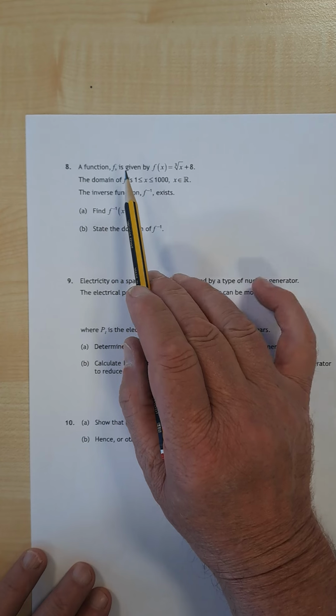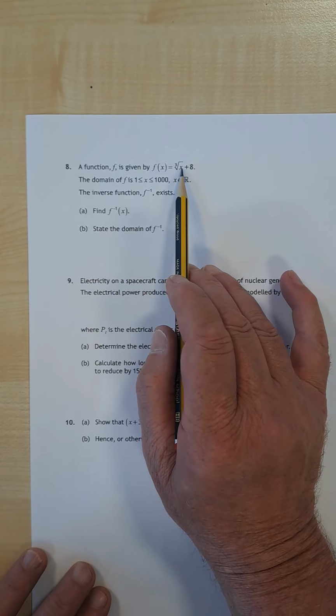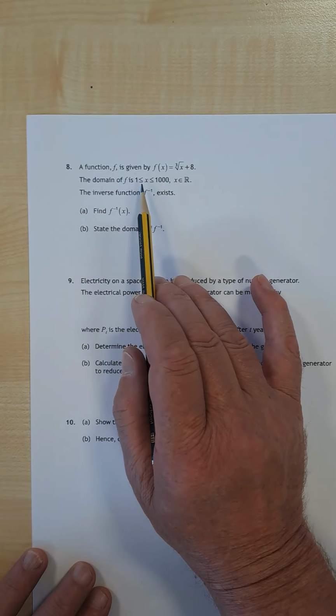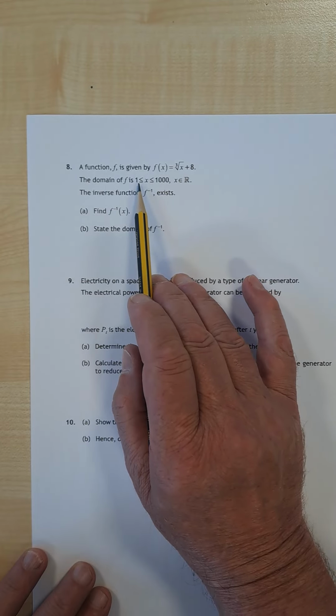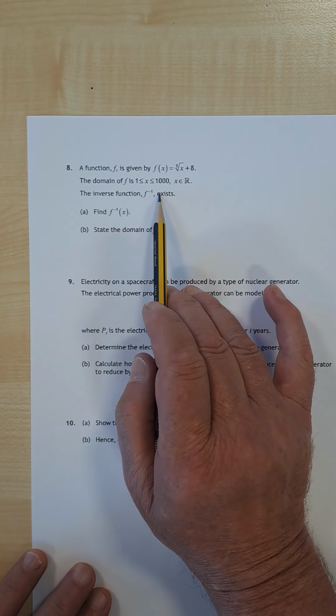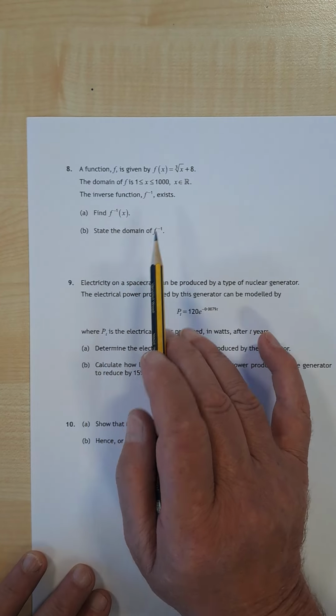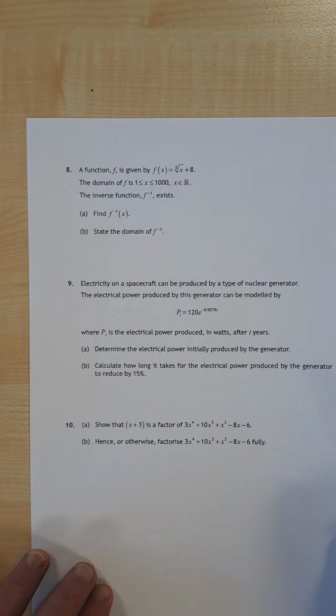We're on question 8, where you're told that a function f is given by f of x is the cube root of x plus 8. The domain, that is the numbers that go in, lie between 1 and 1,000, and the inverse function exists. Find the inverse function and state the domain of this inverse function. Okay, so let's get to it.